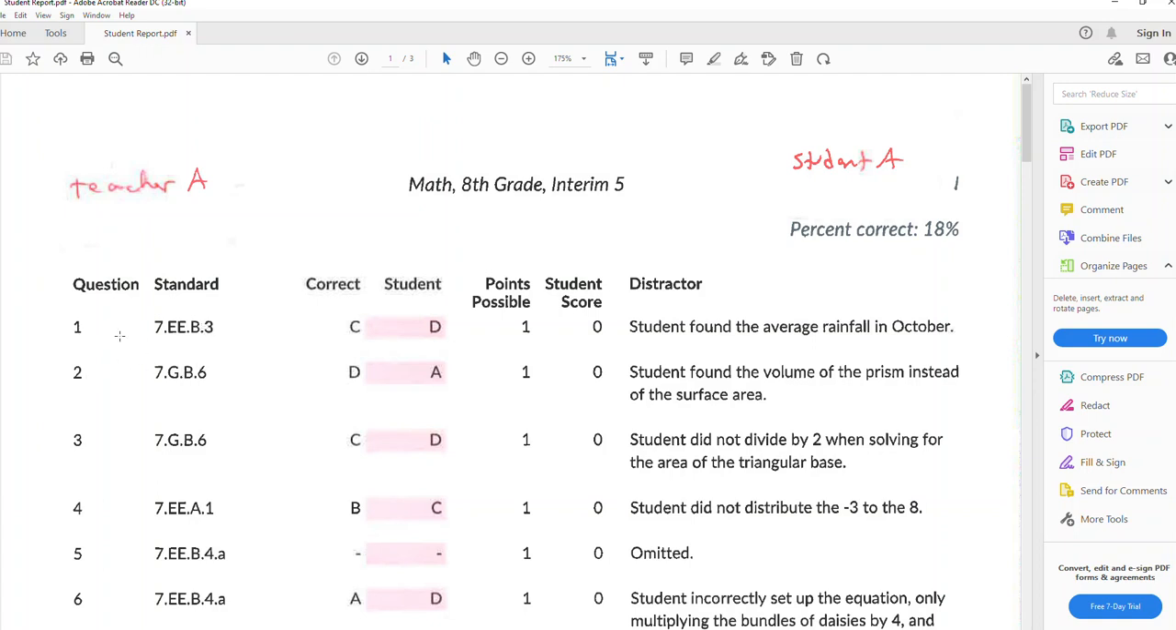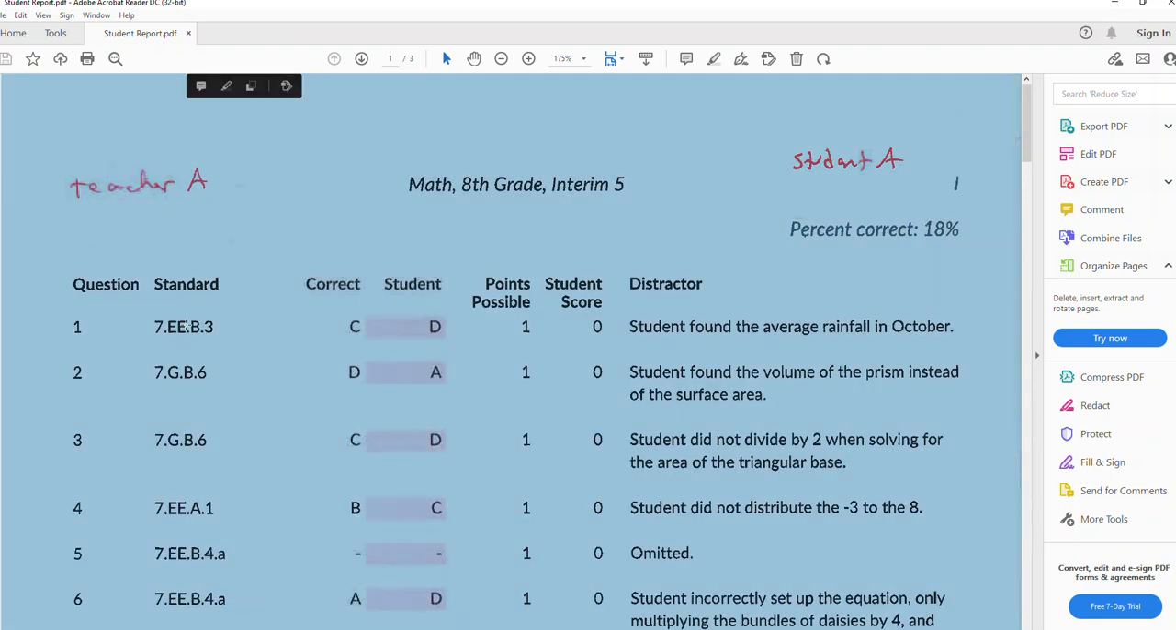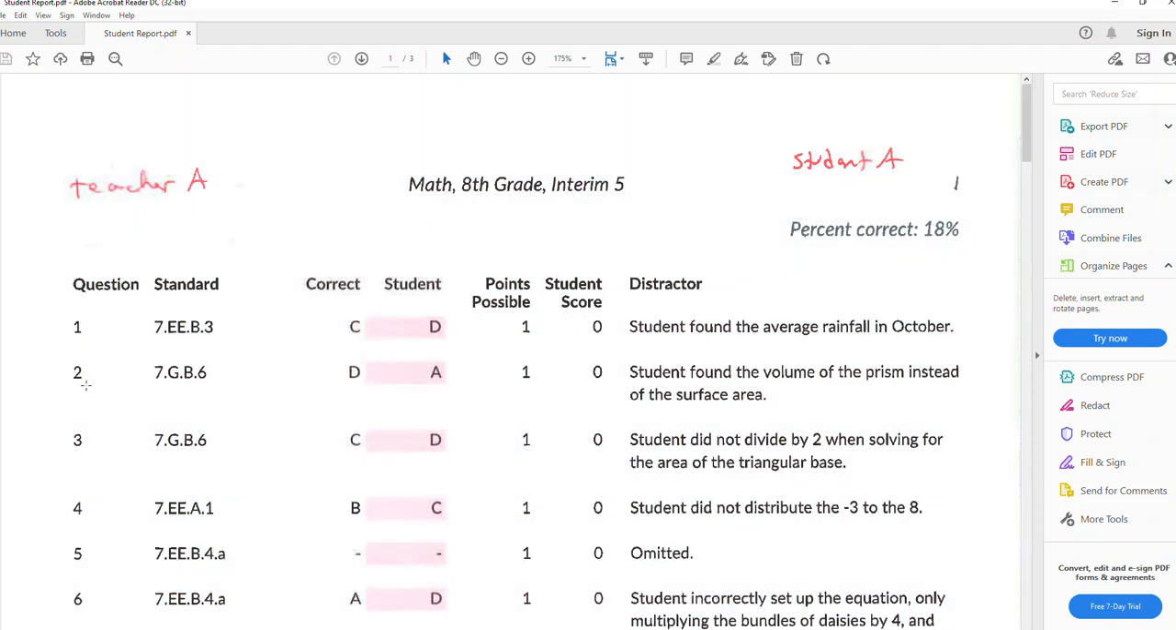You see that? Question 1, this is a standard. Question 2, this is a standard. This is a correct answer. This is what the student put. Possible point, this is what the student score was. And these are the distractors. So it's important you look at those distractors when analyzing this data with each other.